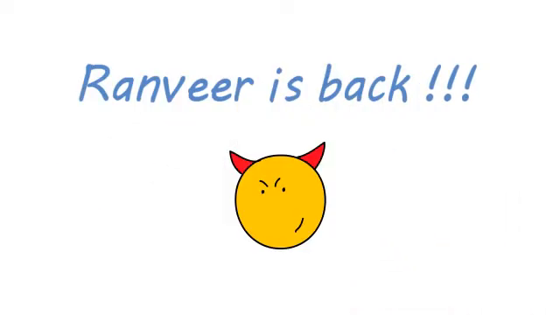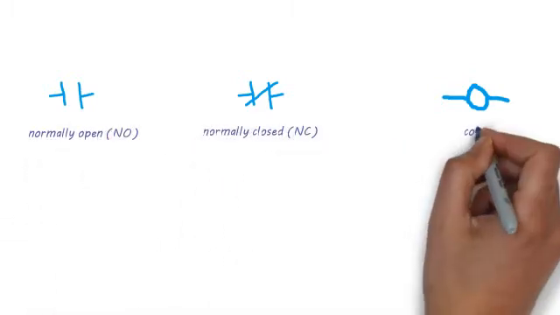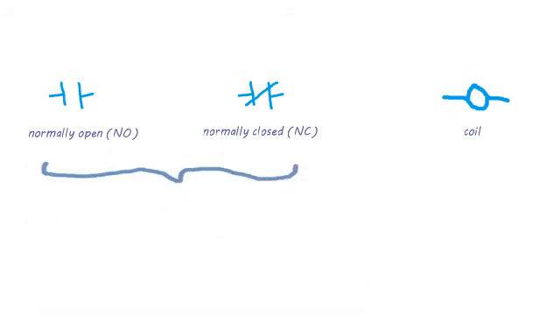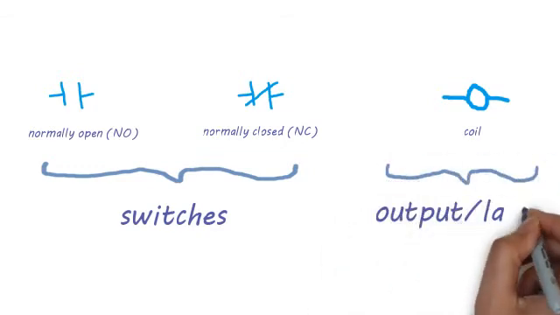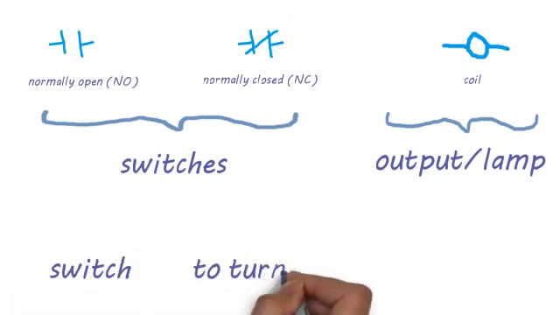In the last video, I talked about an NO contact, an NC contact, and a coil. The NO is a normally open contact, the NC is a normally closed contact, and this poor person, the coil, has no other name. These NO and NC contacts are similar to electrical switches, and the coil is similar to an output or an electrical lamp. We know a switch can be used to turn on an output.